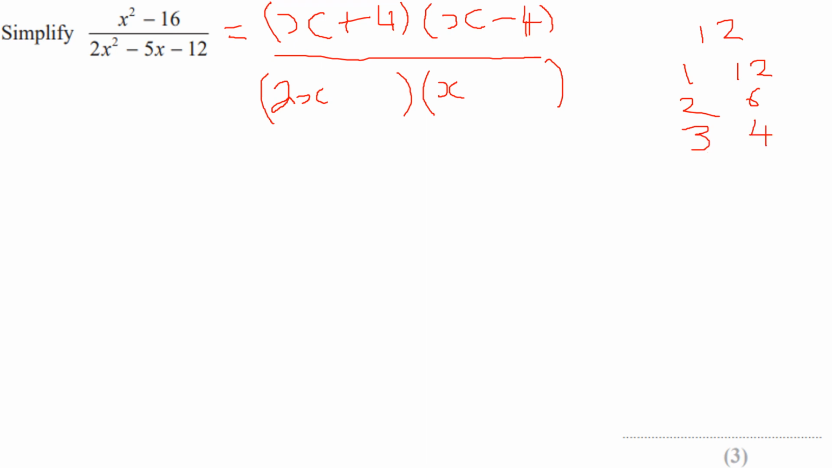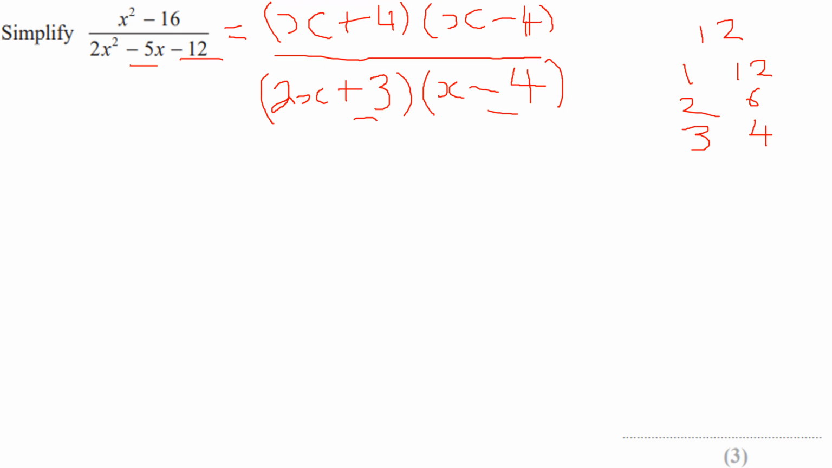So if I make that a minus and a plus there, because a plus times a minus makes a minus. If I put a negative 4 there and a positive 3, I can check it. I'm going to have 2x squared minus 8x plus 3x, which gives me minus 5x, and then 3 times negative 4 is negative 12.